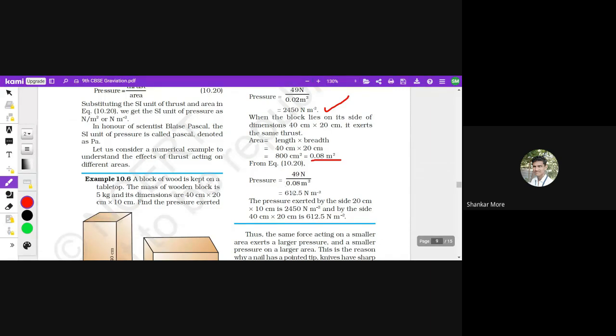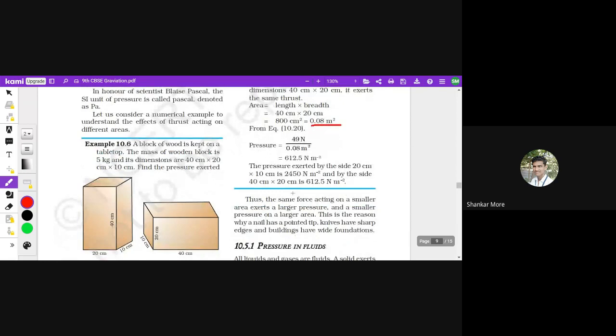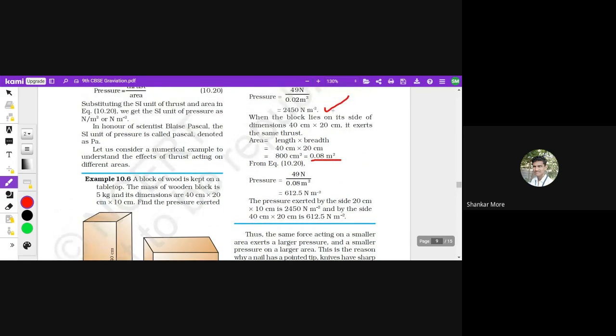And the denominator is going to be 0.08 meter square, which is 612.5 newton per meter square. This will be the pressure exerted by that block when kept horizontal, or in this position. So you can clearly see this pressure is more than this one. This is 2450, this is 612, which is almost 4 times less.